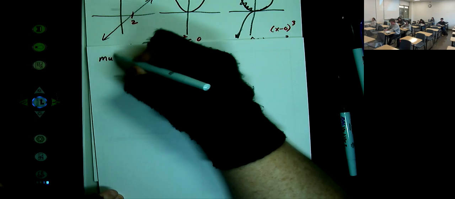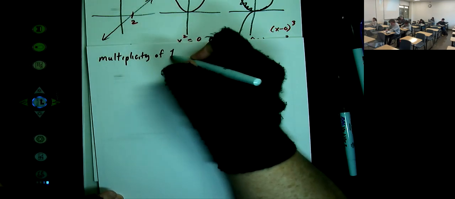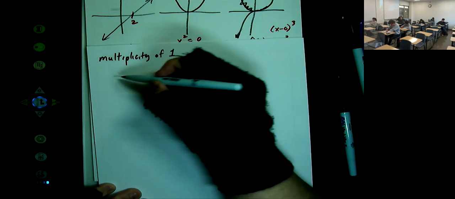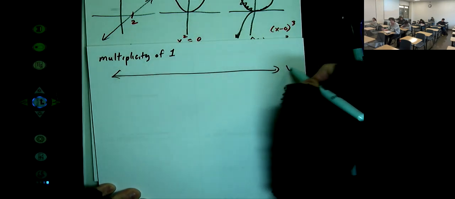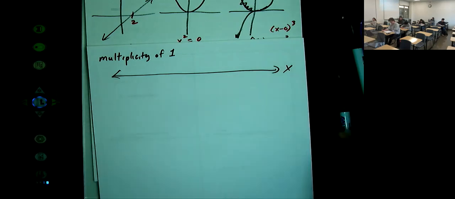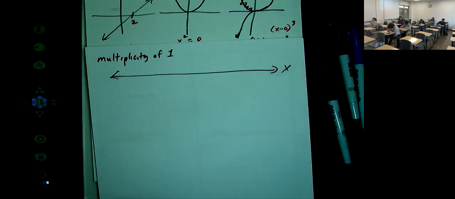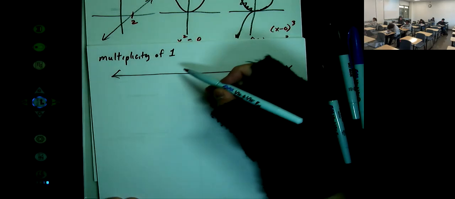All right, so my f of x line, x equals 2, had multiplicity of 1. We're all talking about roots, and this is my x-axis. If we have multiplicity of 1, it crosses the x-axis as a straight line.